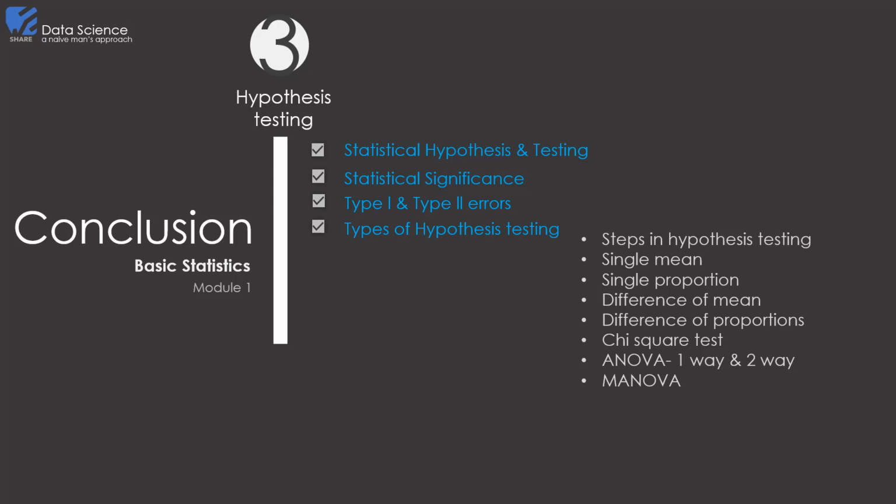Then we discussed different types of hypothesis test. Here we only discussed the procedure to calculate the statistic, because the rest of the steps are the same for all the hypothesis tests. So in the different types of hypothesis testing, we discussed single mean, single proportion, difference of mean, difference of proportions. We also saw different cases where we have dependent and independent samples. We discussed chi-square test, one-way Anova, two-way Anova, and Manova. Now with this, we have completed this module, basic statistics.